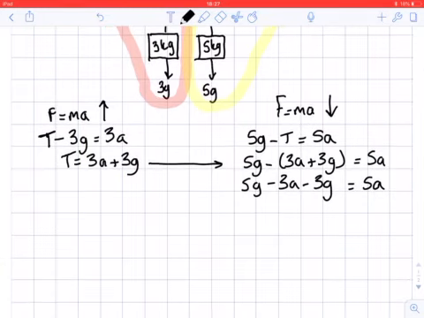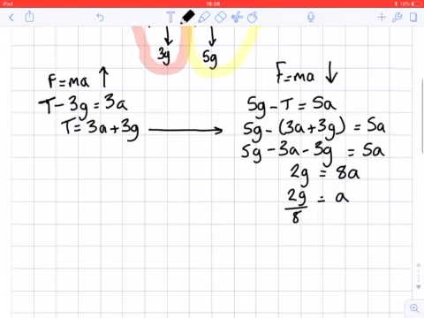So for example, we could do 5g take away 3g is 2g, and obviously add 3a to both sides, that would make 8a. So 2g upon 8 would equal a, or 2 over 8 is a quarter, so g divided by 4 ms to the minus 2 is a. And leaving it in this form, in the exam they may ask you to write it to 1 or 2 decimal places, so that would just be an easy calculation on your calculator.